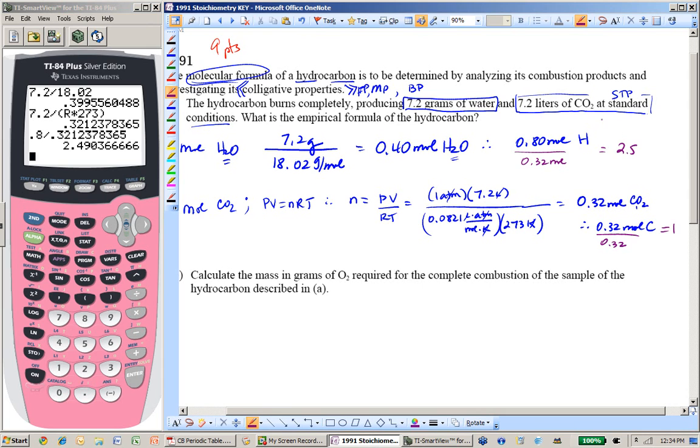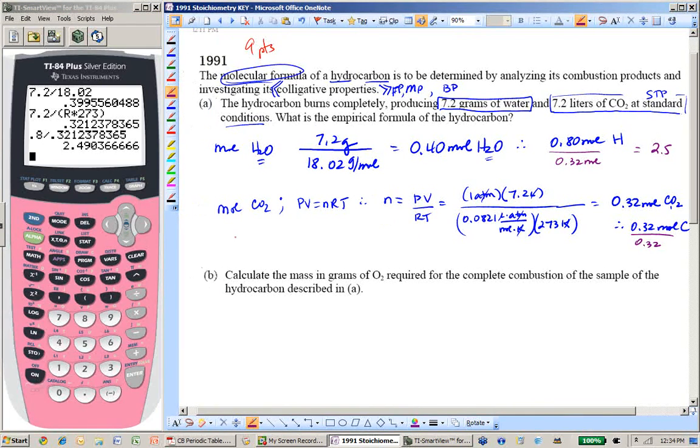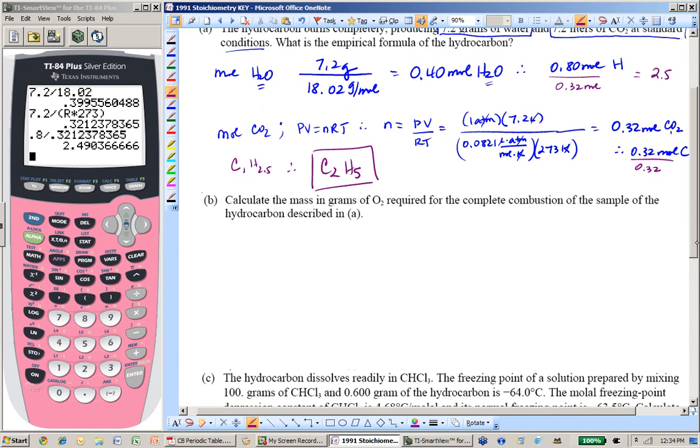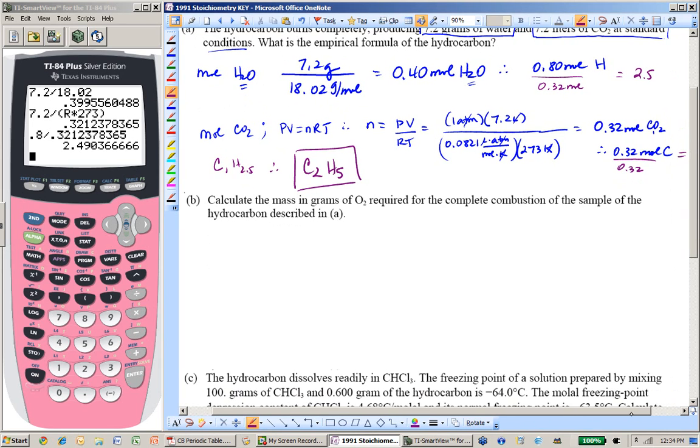So we're getting closer, but we still don't write C1H2.5. We double both because we want simple integers, so C2H5 is the empirical formula for the hydrocarbon. So 1 to 2.5 wasn't bad, but we can do better than that. It's trial and error. You double. If that doesn't work, then you triple. If that doesn't work, then you quadruple. If that doesn't work, then you multiply by 5. But eventually, you've got to get really, really close to integers.